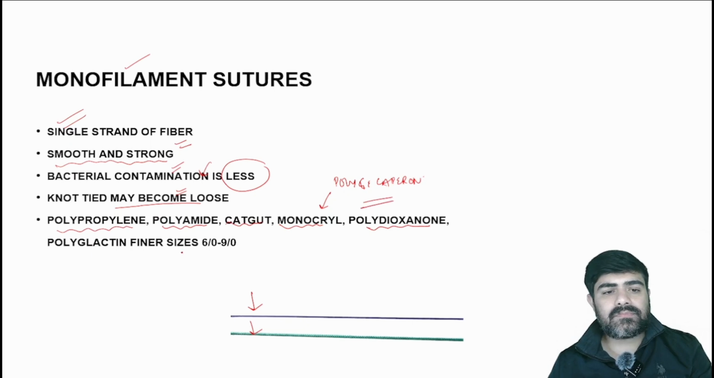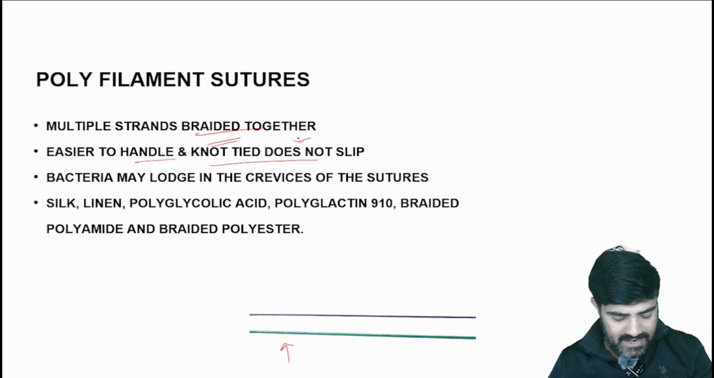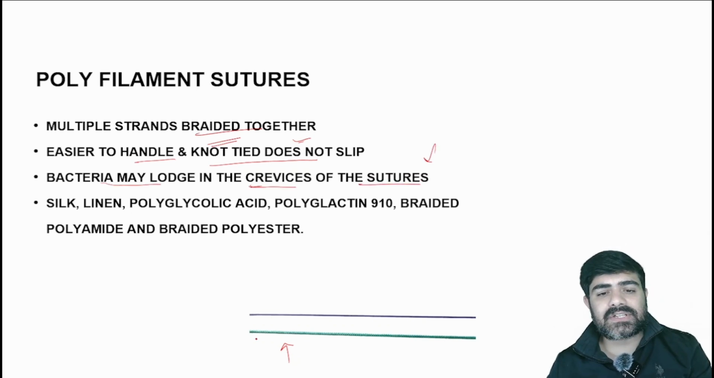Besides this, polyglactin in finer sizes, that is Vicryl of finer sizes, can also come as monofilament sutures. Then you have polyfilament sutures. They have multiple strands braided together, easier to handle, and the knot tied does not slip. But bacteria may lodge in the crevices of a polyfilament suture. Then we have examples: silk, linen, polyglycolic acid, polyglactin 910.